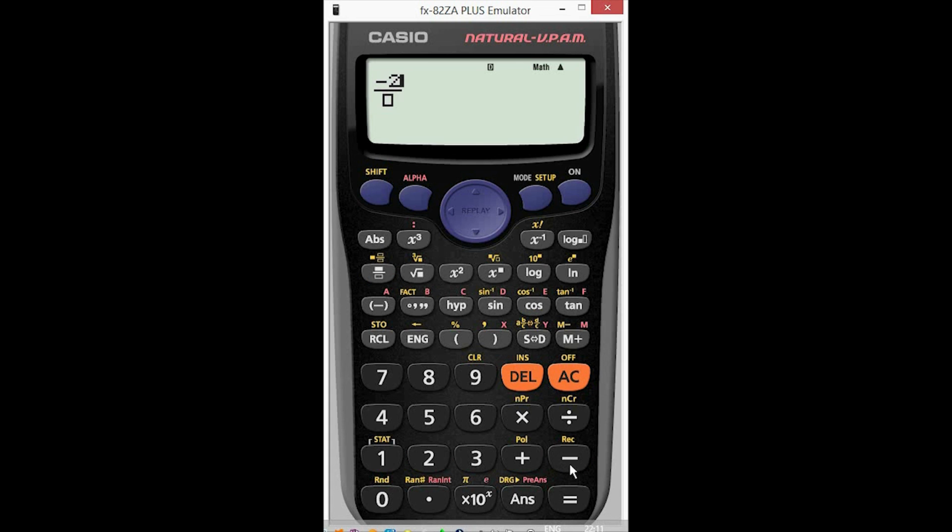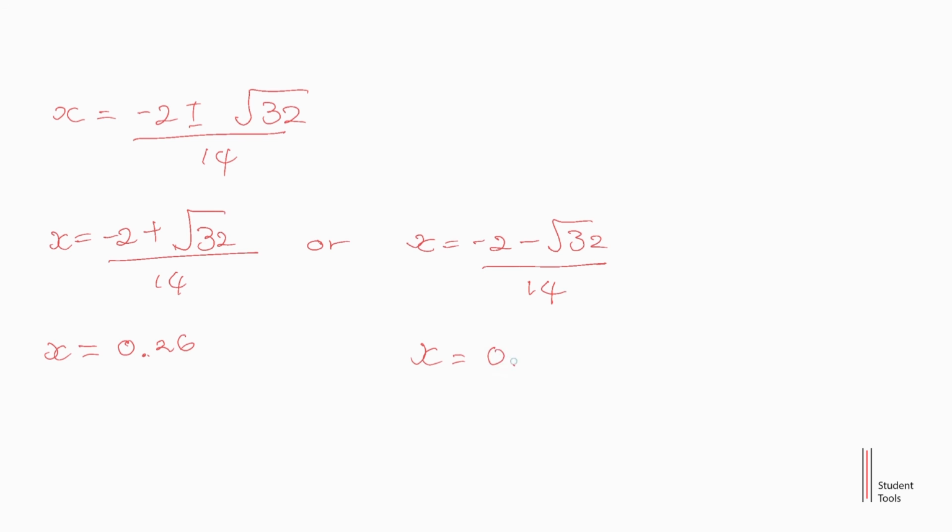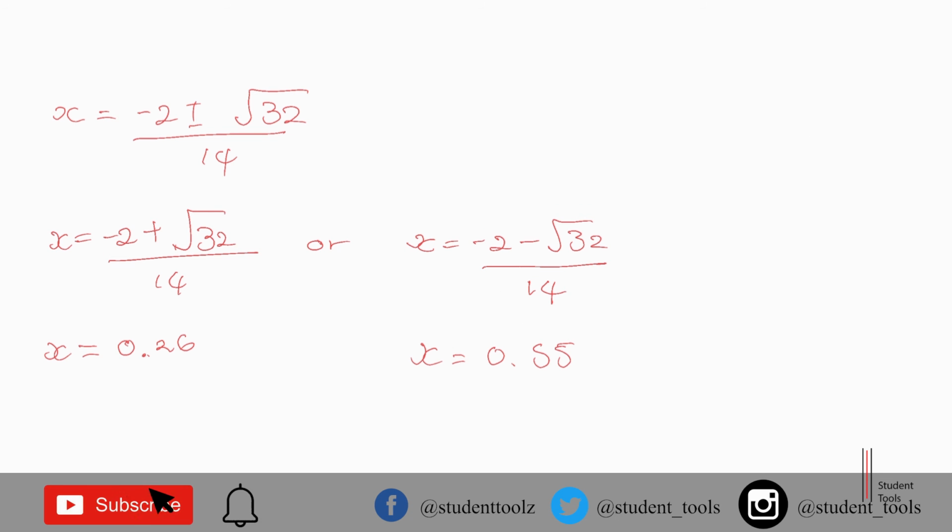So what happens when we use the minus? -2 minus the square root of 32. All this is over 14. We get an answer that looks like that, but if we change that to decimal, we get an answer of -0.5469. Our answer is supposed to be in 2 decimal places, so that is -0.55. And that is just how we solve for the value of x in this expression. Okay, next we have 1.1.3.